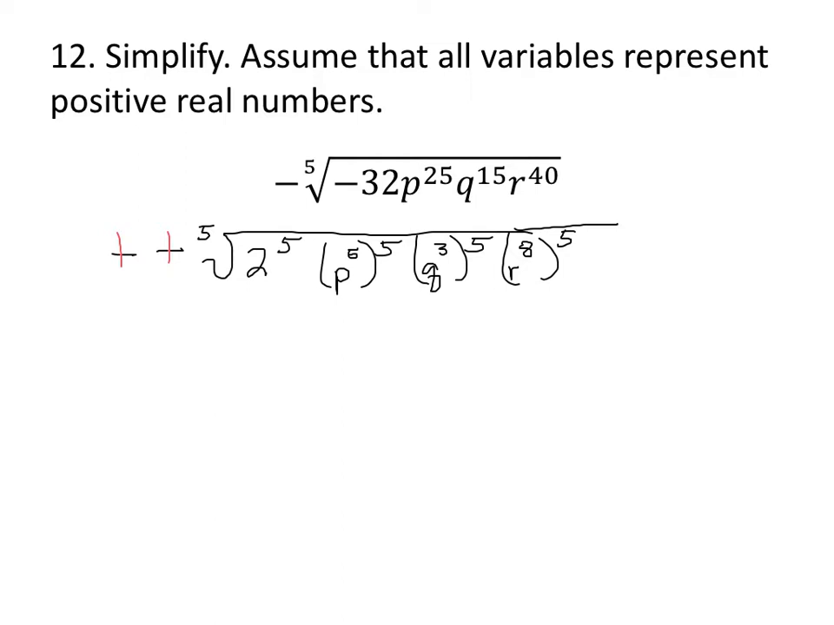So now we have three things in here that are to the fifth power, so whatever's inside the parentheses can come outside of the radical. Okay, now 2 is also to the fifth power, so we'll go ahead and bring out the 2, and then we'll bring out p to the 5th, q to the 3rd, r to the 8th. And that's our answer.